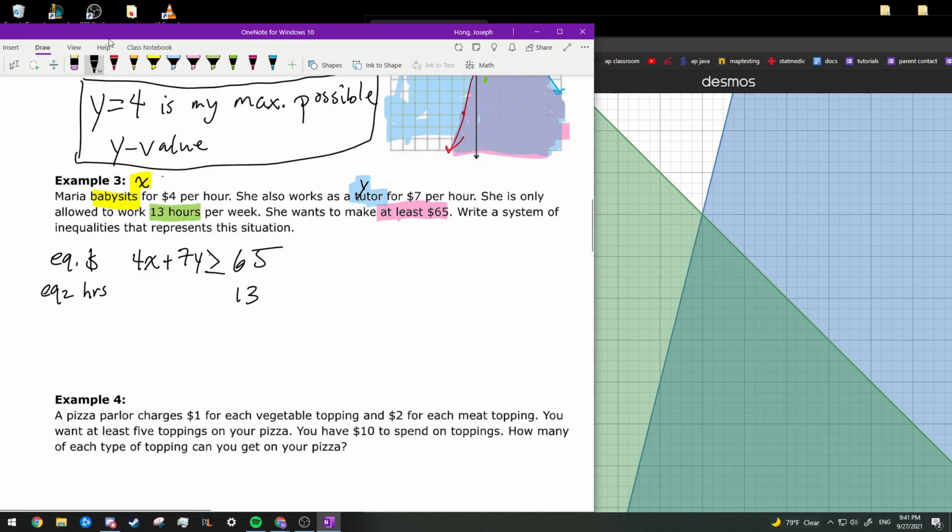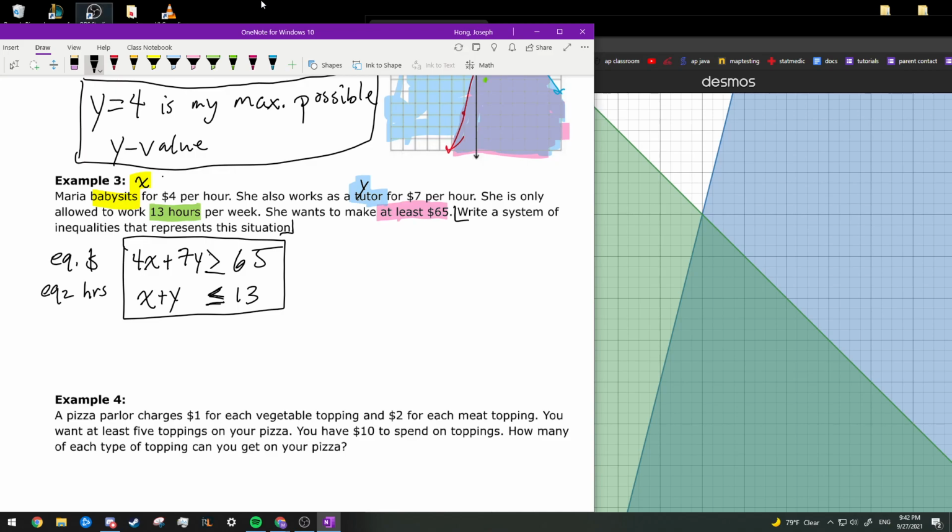So can she do 15 hours? No. So the 13 has to be where the inequality is facing. But can she work exactly 13 hours? Yes, she can. The number of hours she can work consists of babysitting and tutoring, so it should just be X plus Y. Nice. The question says to write the system of inequalities that represent the situation, so honestly, I'm done here. The whole point of example 3 was for you to make an equation based off of the story. So this is my answer.